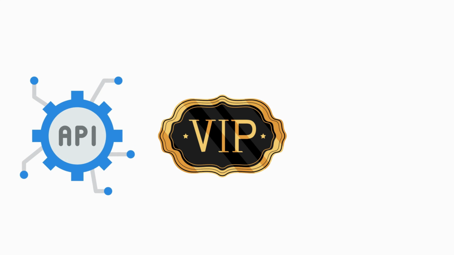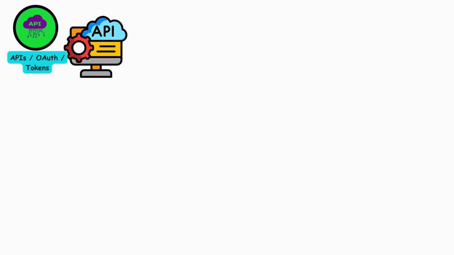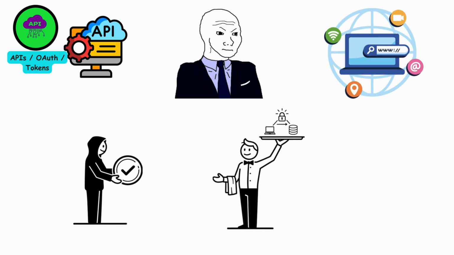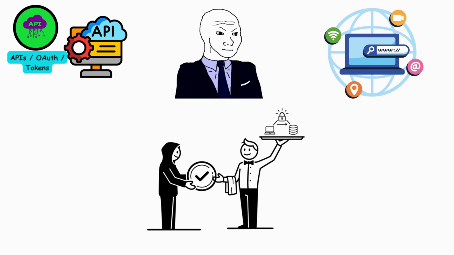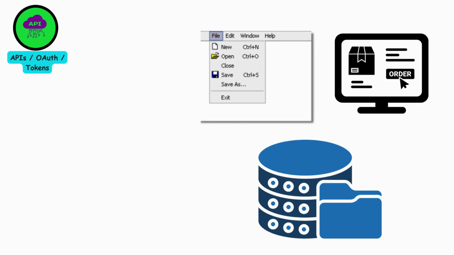APIs, OAuth, tokens, the VIP passes of modern apps. APIs are like the VIP waiters of the internet. Hand them a valid token, and they'll serve you anything: menus, orders, or entire databases if you're sneaky enough.